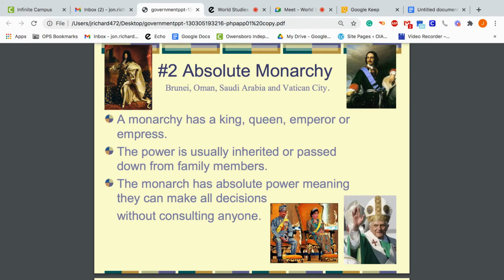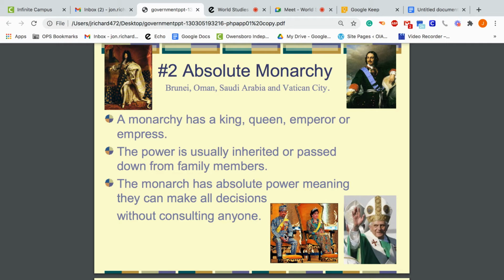All right, number 2, absolute monarchy. These are like kings, queens, emperors, empresses, and their power is inherited, or passed down. So that blank for B would be passed down. It goes from one generation to the next generation to the next generation. Many of the civilizations that you're going to be researching are going to have absolute monarchs, in which power is handed down from generation to generation. Kings and queens, emperors and empresses. A monarch equals absolute power.